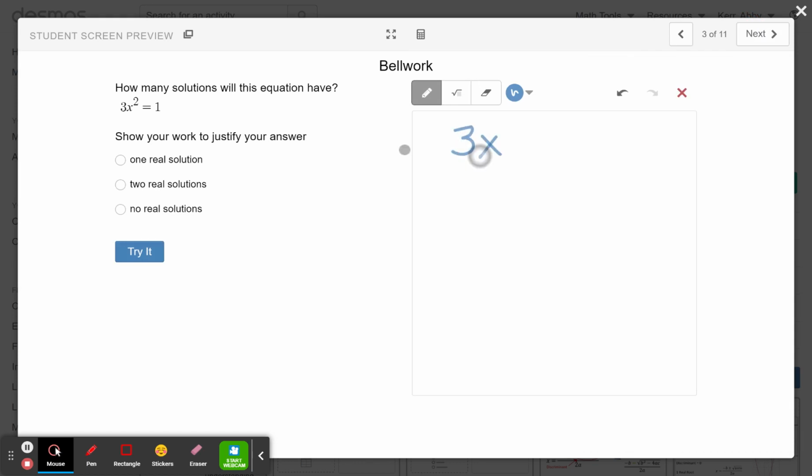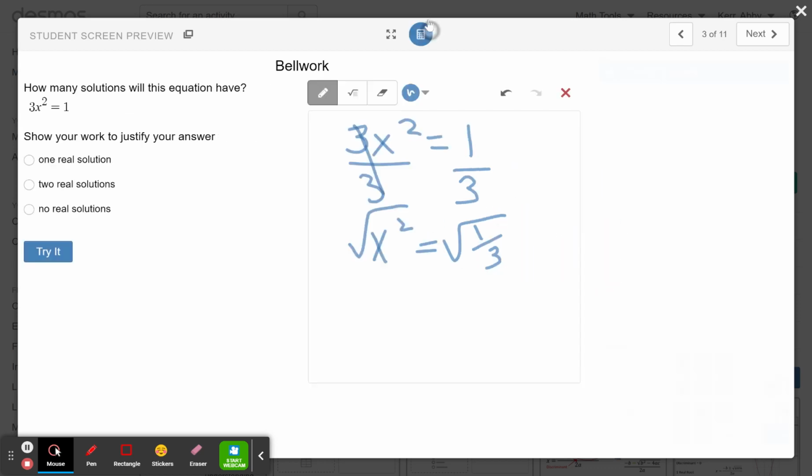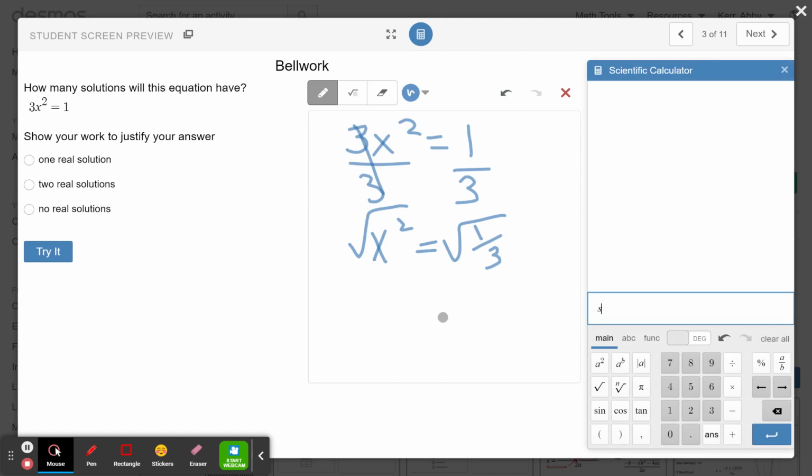So this is really just a two-step. It's okay to put a square root of a fraction. A fraction is just a number, okay? It's not an integer, it's just that. So is it one real solution, two real solutions, or no real solutions?